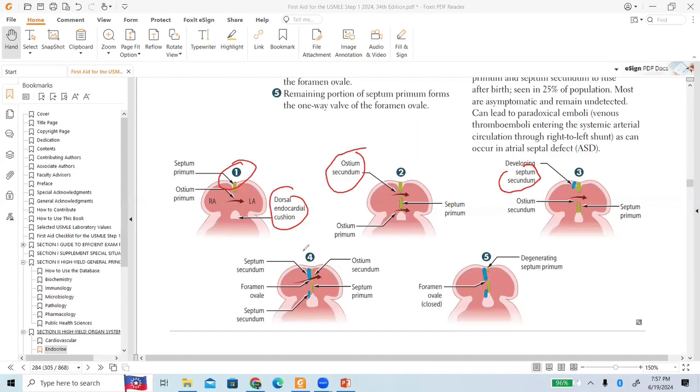So the septum primum grows, and there is a foramen in between septum secundum and septum primum. This foramen is super high yield. What is the name of this foramen? Foramen ovale. I will tell you the significance of this foramen.